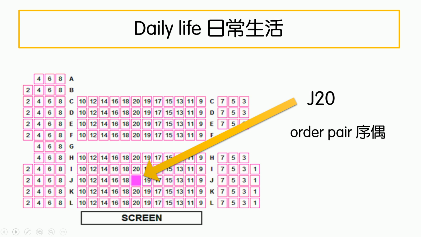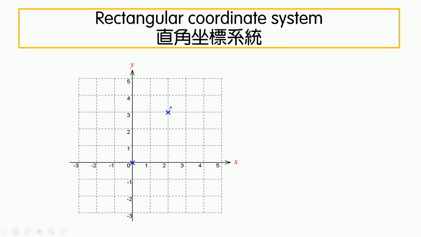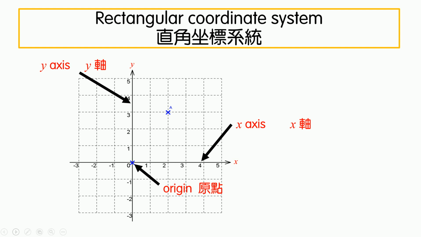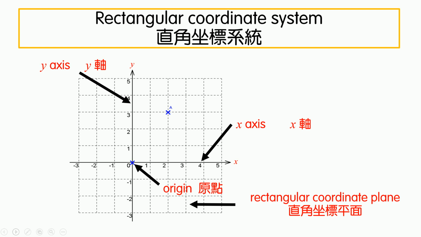So in math, in order to state a location clearly, we will use the rectangular coordinates system. This horizontal line, we will read it as the x-axis. And the vertical line, we will call it the y-axis. The two axes intersect at this point. We will call it the origin. And the whole plane, we will call it the rectangular coordinates plane.